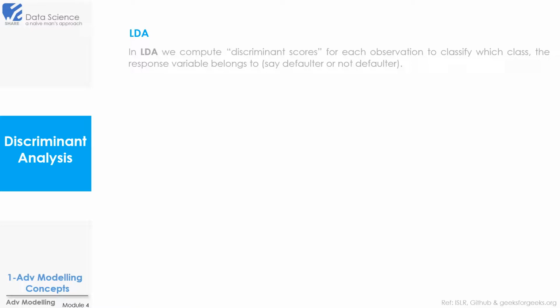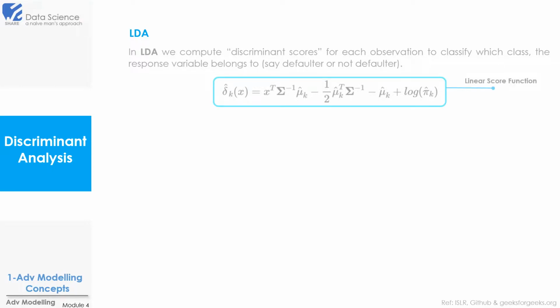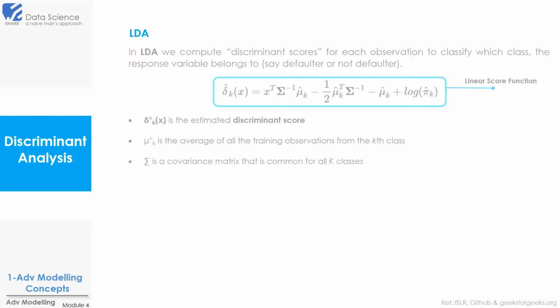Mathematically, in LDA, we compute discriminant scores for each observation to classify which class the response variable belongs to. Suppose we are working on loan defaulters and want to classify individuals into defaulter or not defaulter categories. So our goal is to maximize the linear discriminant score, which can be calculated using the formula shown here. The entire function is called the linear score function. Delta k of x is the estimated discriminant score. Mu k is the average of all the training observations from the kth class. Sigma is a covariance matrix that is common for all classes. Pi k is the prior probability that an observation belongs to the kth class.